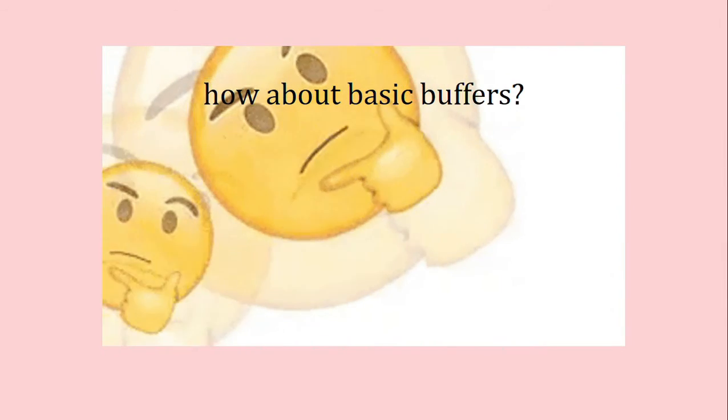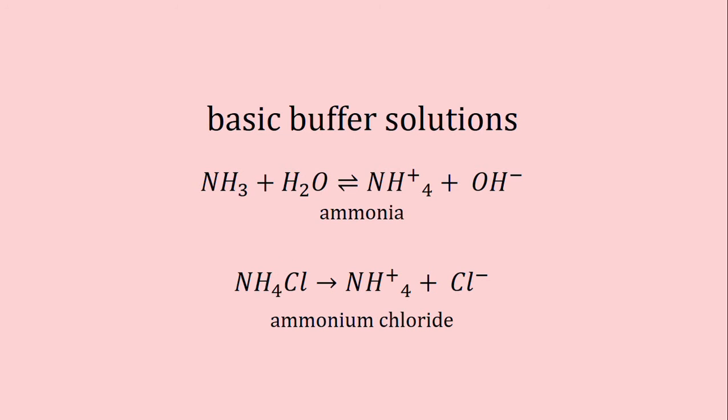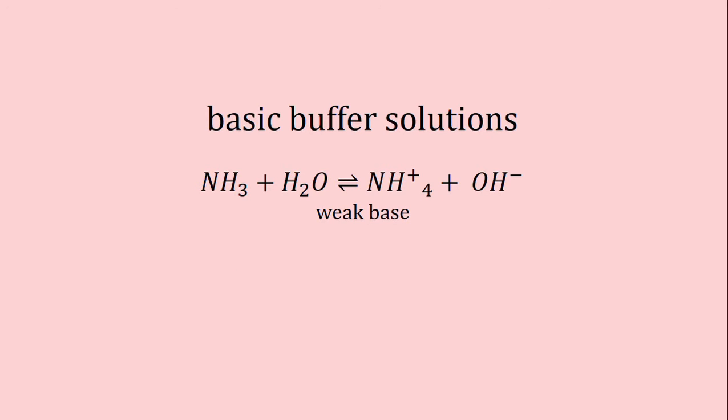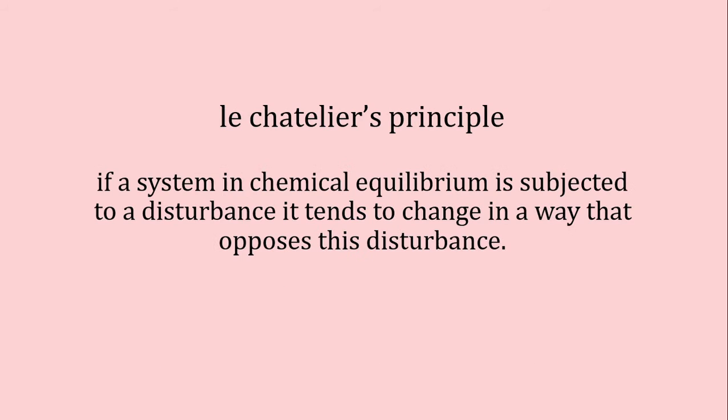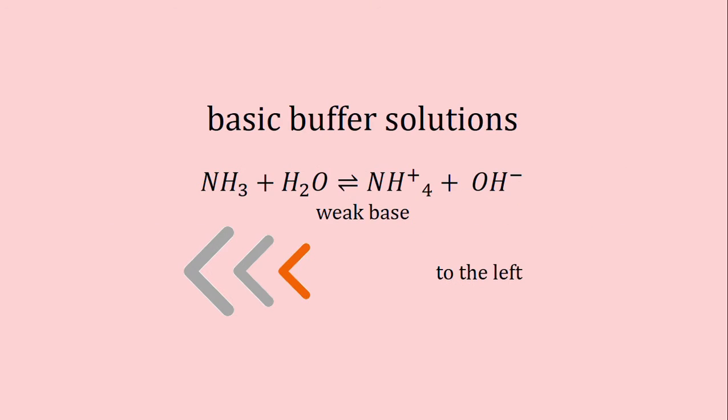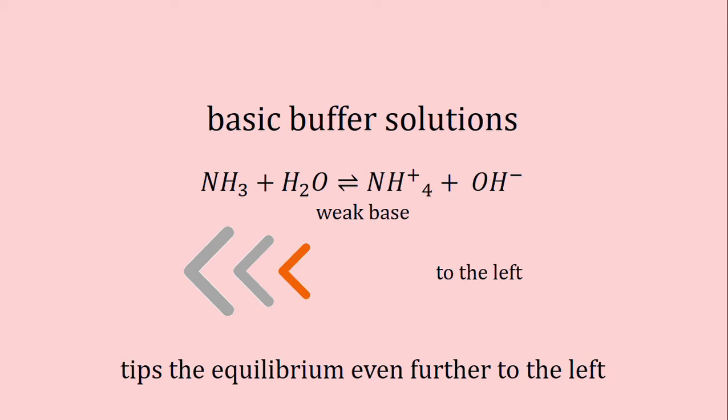How about the basic buffer solutions? We'll consider the mixture of ammonia and ammonium chloride for basic buffer solution. Ammonia is a weak base, so the position of this equilibrium will be to the left. Adding ammonium chloride to this solution adds extra ammonium ions, and according to Le Chatelier's principle, that will tip the position of the equilibrium even further to the left.